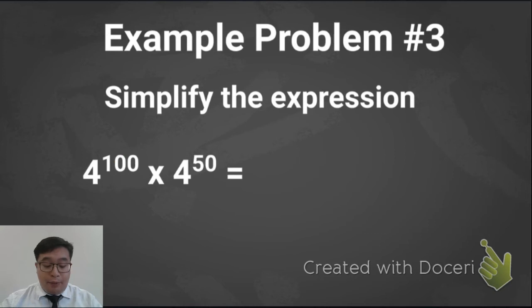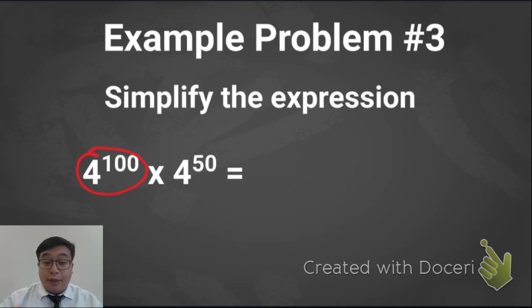Let's go over our third example. Here I have 4 to the 100th power times 4 to the 50th power. I know that 4 to the 100th power is going to be 4 times 4 for a total of 100 times. And I kind of don't want to write all of that out. That's going to be a lot of 4's to multiply together. So let's not write it out.